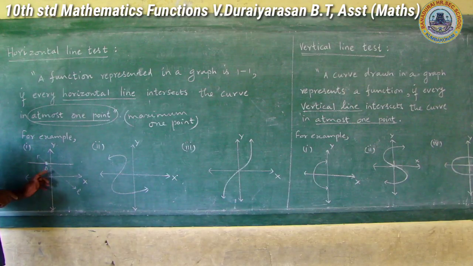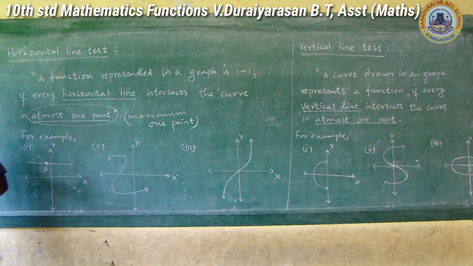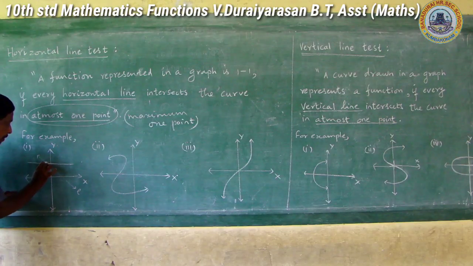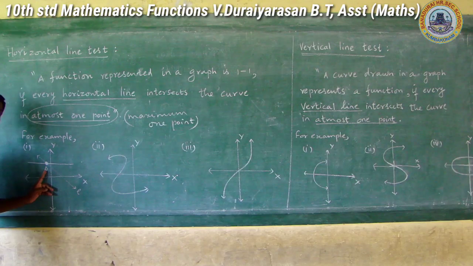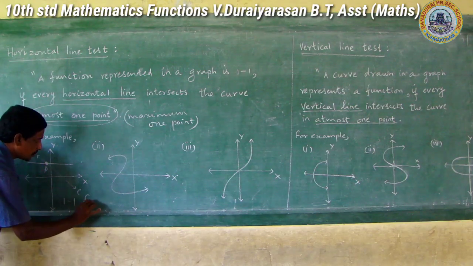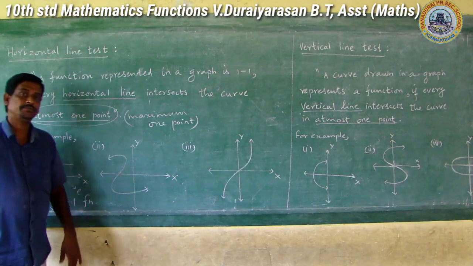What is the given condition? Every horizontal line intersects the curve in at most 1 point. This is only 1 point. The horizontal line meets at 1 point, the point P. So the given graph is a 1 to 1 function. Okay, another example.